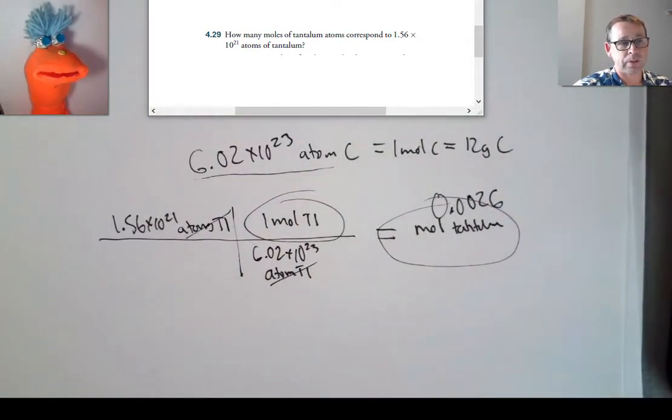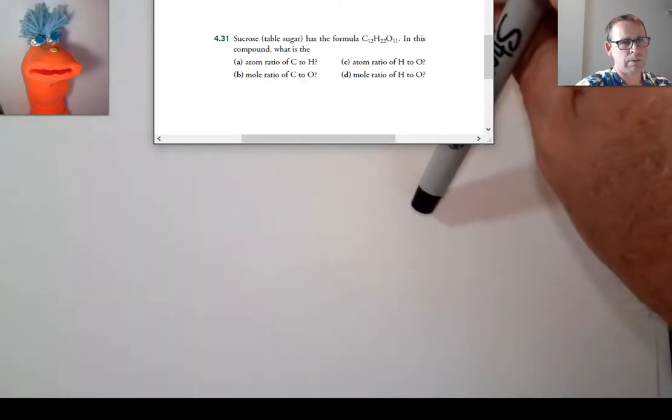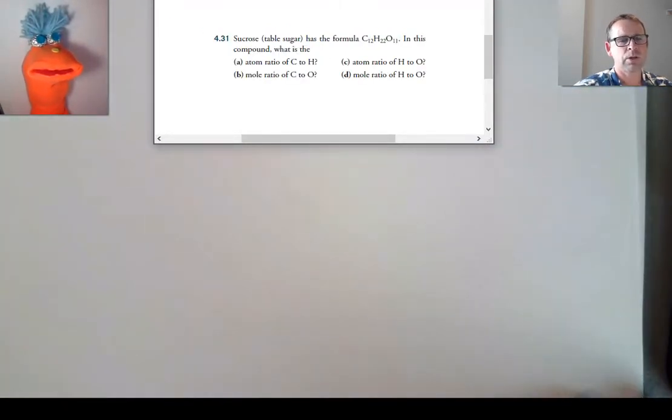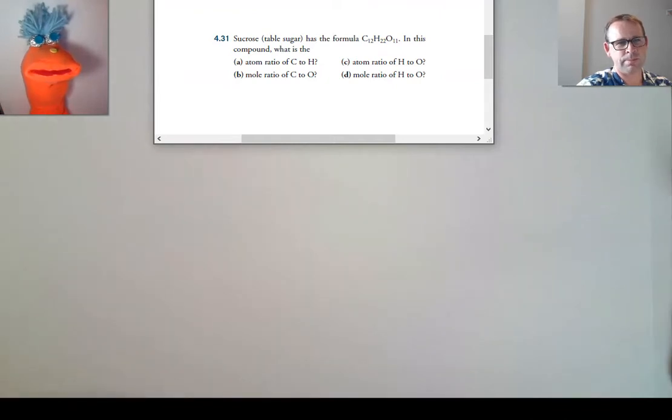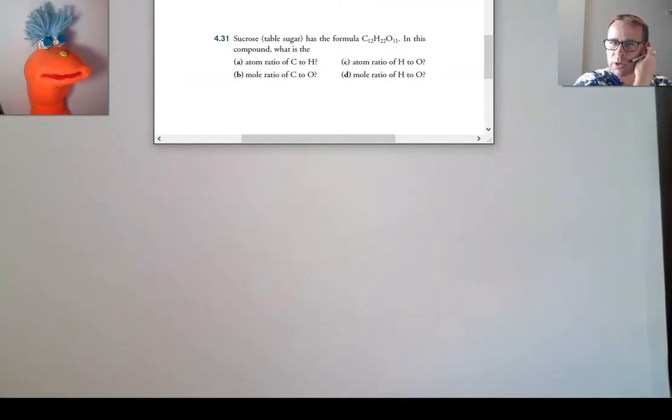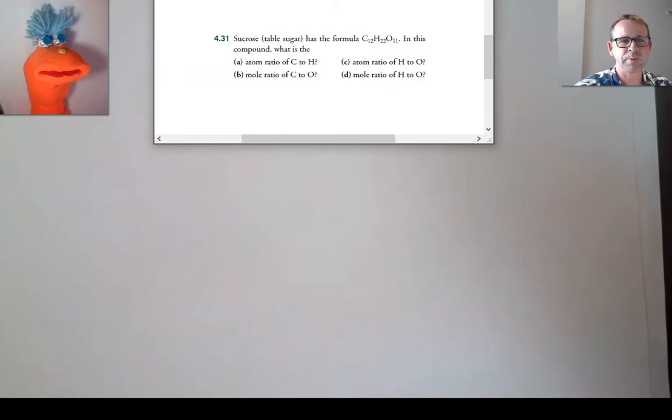Okay, so essentially what we did is we were told how many atoms of this material we had, and we know that there's this many atoms in 1 mole of the material, and we could identify how many moles. Okay, good. All right, so sucrose, table sugar, has that chemical formula, and we want to know the ratio of carbon to hydrogen atoms. What do you think?